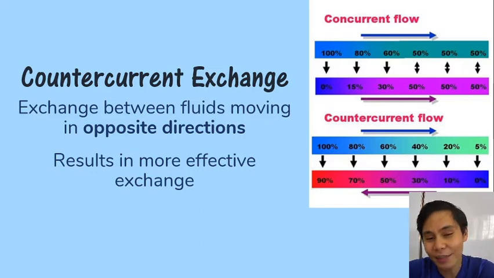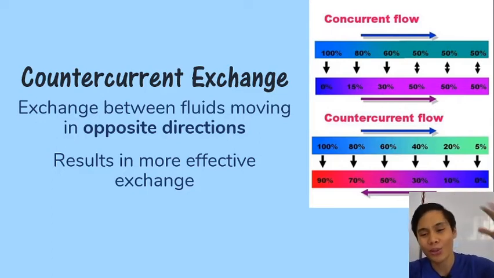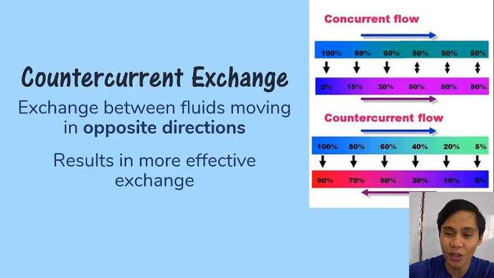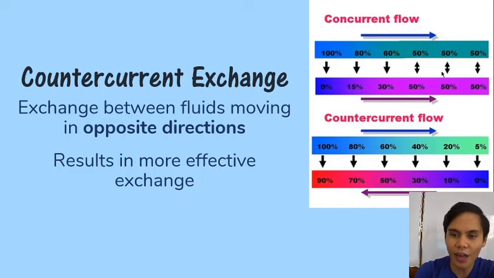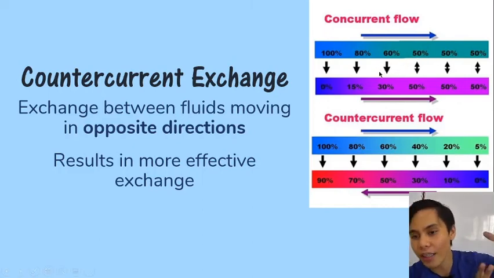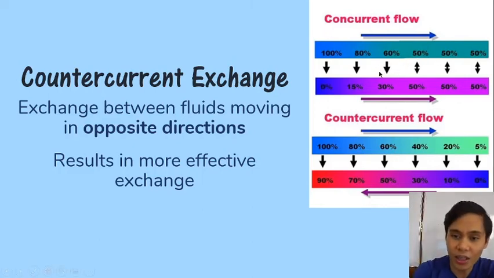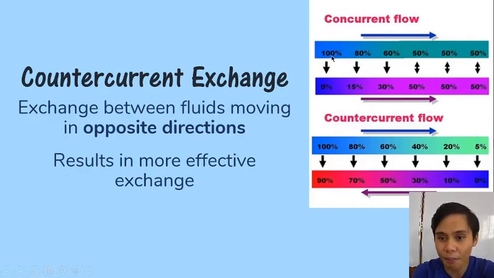It has a special mechanism called countercurrent exchange. That's not just in gills, many other parts of the body use countercurrent exchange, but for now, let's just understand what it is. It's basically the exchange between fluids moving in opposite directions. Why is that better? When fluids are moving in the same direction, if you look at this diagram on the right, the exchange is a lot slower because if you look at the percentages, it tends to exchange so that they have the same concentration between them.